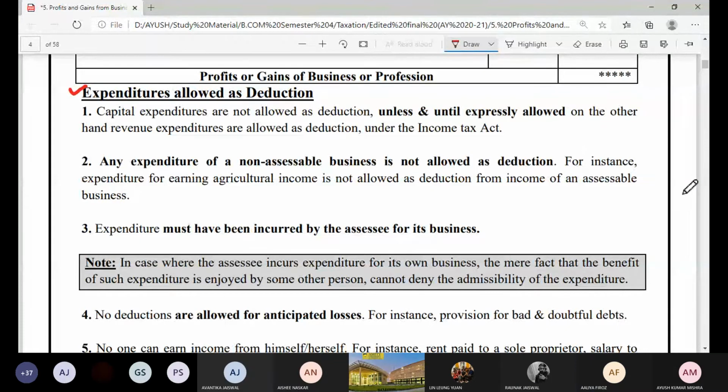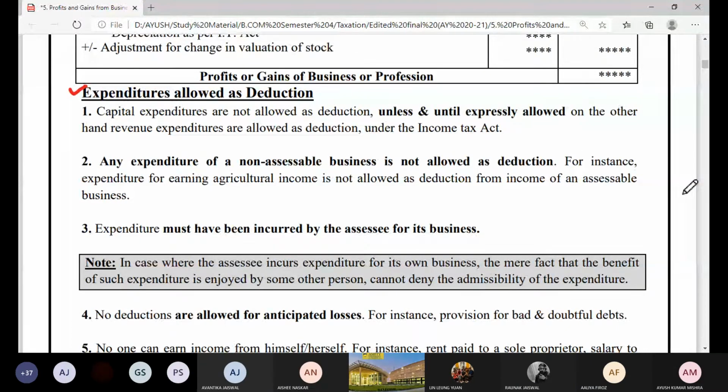Okay. Now, as we have studied till the last class, the basics of profits and gains from business and profession, what section 28 tells, what we have seen in section 28 and section 145 in reference to calculation of business income. We have seen the direct and the indirect method.